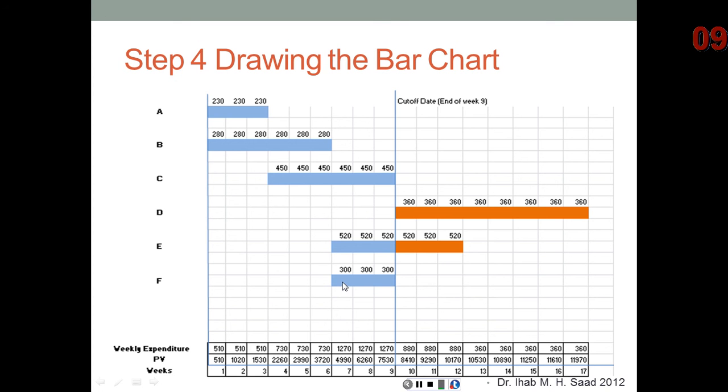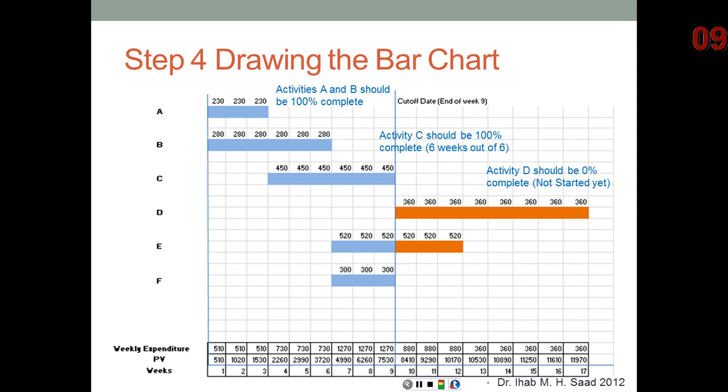Activity F should have been completed by the end of week 9. So it shows here that the percent complete for activities A and B should have been 100%. For activity C, it should also be 100%. For activity D, 0%, it has not started yet. Activity E should be 50%, 3 weeks out of 6, and activity F should be 100% complete.